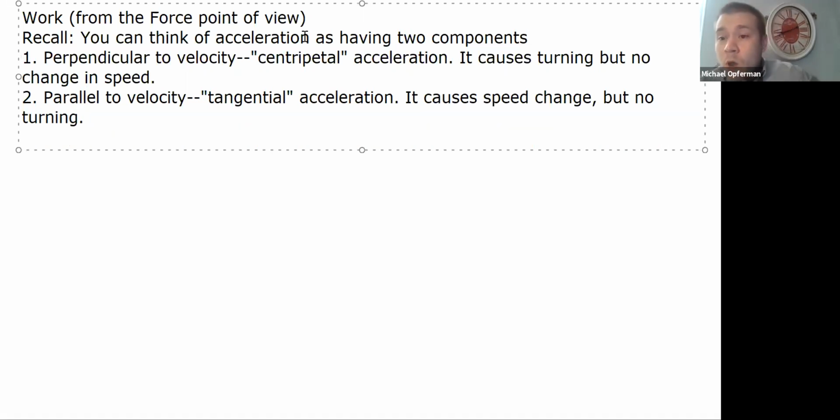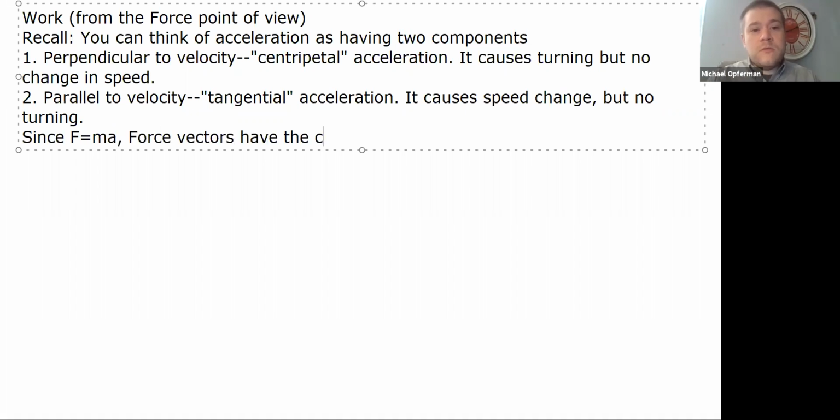Now, what I want to add to that story is, well, this may not be in addition to the story, but since F equals ma, you can also think of forces as having the same properties. You can view any force vector as really having two components, one that's causing the object to speed up and slow down, or at least trying to cause the object to speed up and slow down, and one component that's trying to cause the object to turn, depending on whether the force is in the same direction as the motion or whether the force is perpendicular to the motion.